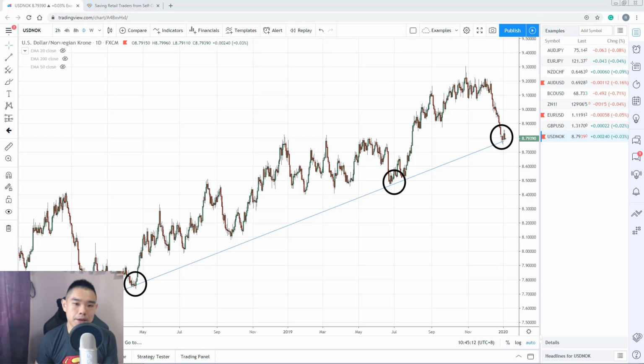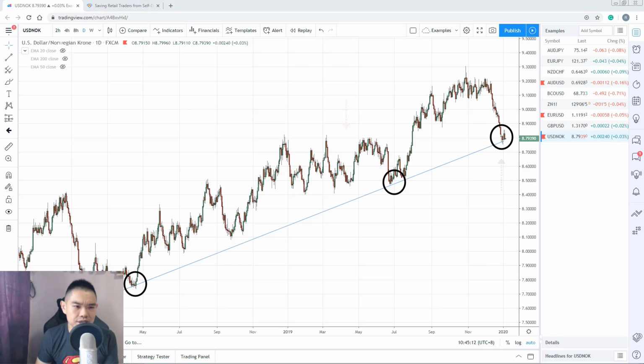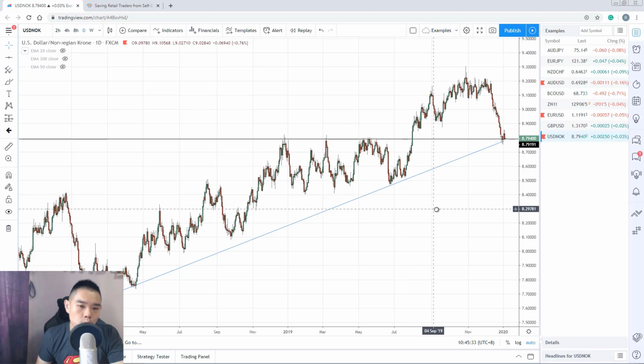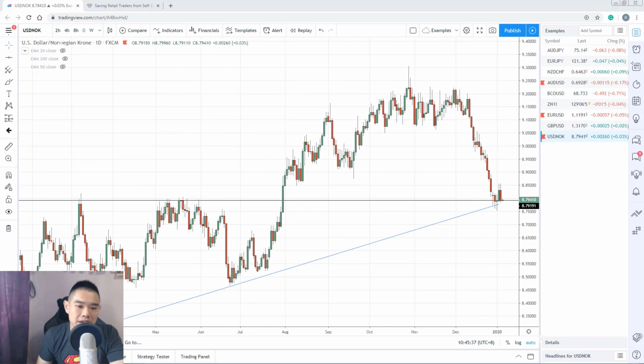And on top of it, it's not only at this area of value of the trend line, but also at previous resistance that could now become support. So you can see that previous resistance has now become support. So what about a price rejection on the higher time frame? Right now, I don't really see much of a price rejection.